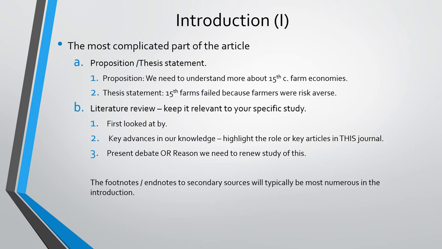And then you're going to move through the key advances in knowledge in this area. And you're going to, ideally, if you're trying to get an article accepted into a journal, you would do well to highlight the role of other articles in that same journal in advancing the topic. A literature review can never be exhaustive. It can never include everything written on that subject in the past. Not unless you're in a very, very obscure field indeed.